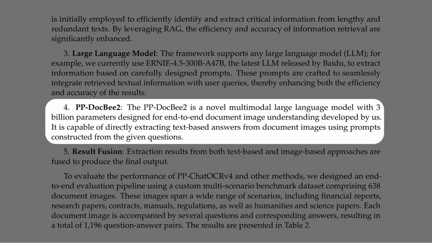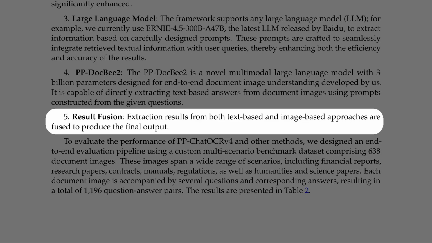4. PPDoc-B2. The PPDoc-B2 is a novel multimodal large language model with 3 billion parameters designed for end-to-end document image understanding, developed by us. It is capable of directly extracting text-based answers from document images using prompts constructed from the given questions. 5. Result Fusion. Extraction results from both text-based and image-based approaches are fused to produce the final output.